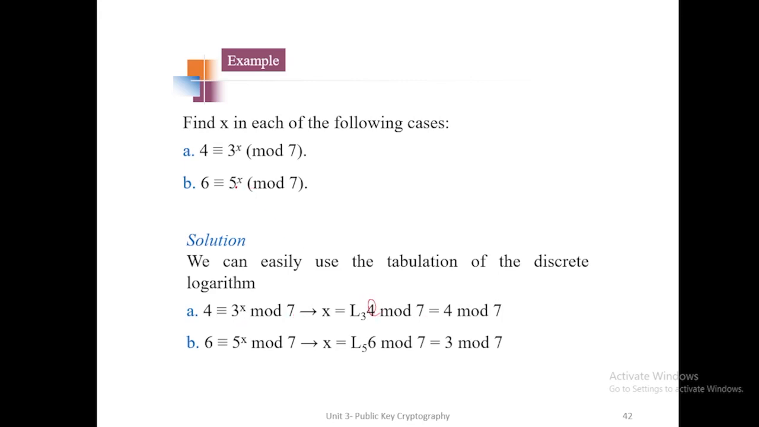For the second problem, if you substitute 5 power x: 5 mod 7 is not equivalent to 6, and 5 square, 25 mod 7, is not equivalent to 6. But 5 cube, 125 mod 7, gives the remainder 6. So the answer for the second one is 3. In this way the question can also be asked.